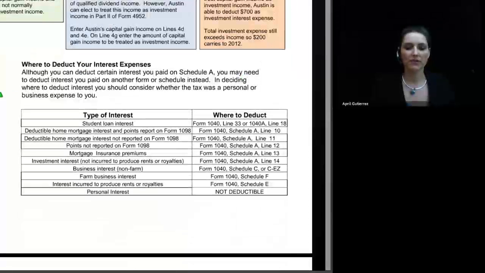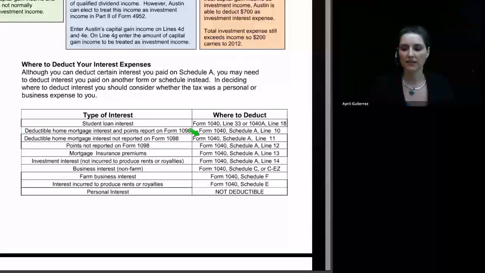So in summary, where do you get to deduct all of the interest expenses that you might have had during the year? Well, you can deduct them on Schedule A if they're qualifying, but there are other places and other types of interest that you might have paid for the year. If you paid student loan interest, that is deducted on Form 1040, line 33, or 1040A, line 18. Deductible home mortgage interest that is reported on a 1098 is reported on 1040, Schedule A, line 10. Deductible interest not reported on a 1098 goes on line 11. Points not reported on a 1098 go on line 12. Mortgage insurance premiums, if they are deductible, go on line 13.